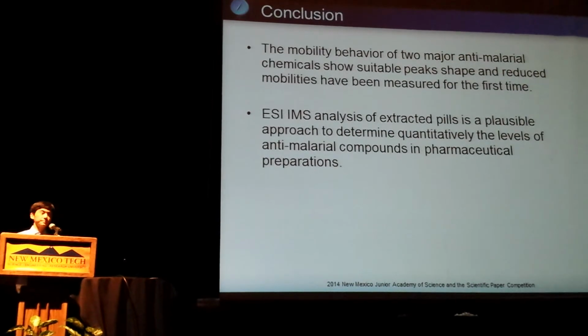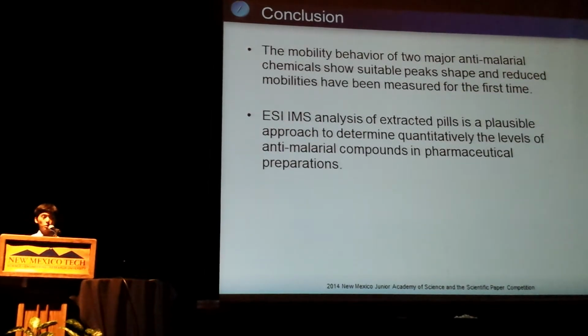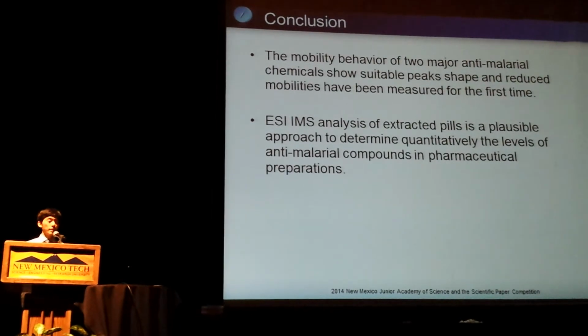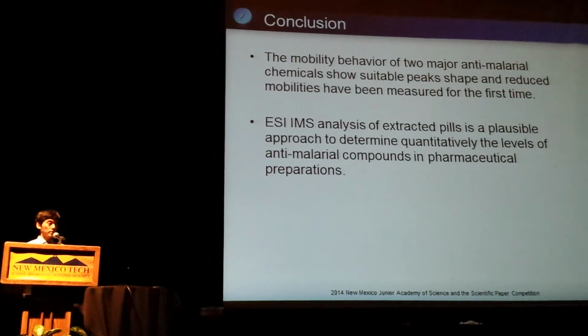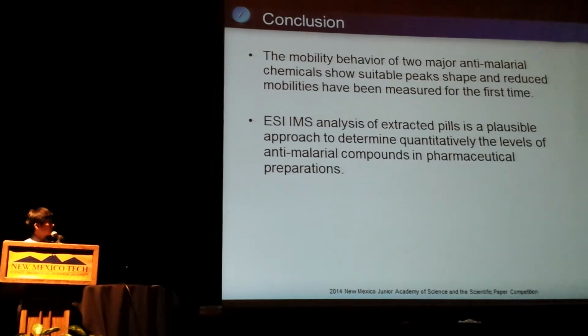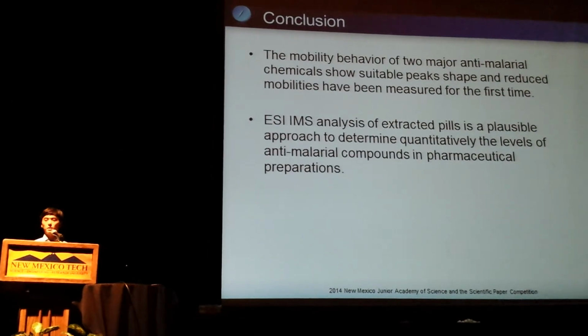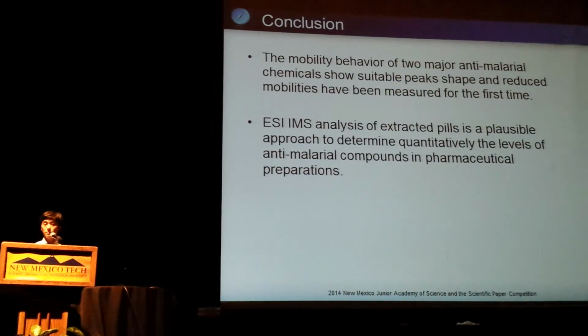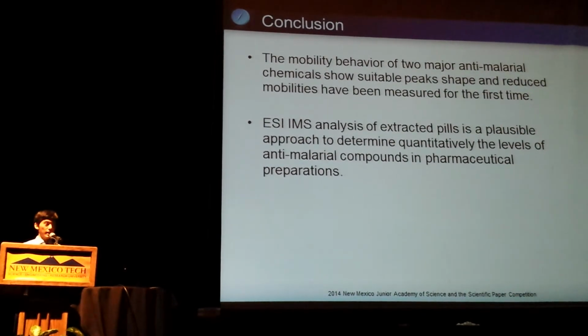In conclusion, I was able to find the reduced mobility numbers for multiple antimalarial chemicals. Additionally, I was able to say that ESI-IMS is a plausible way to distinguish between fake and true medicine, because it shows a relationship between the concentration and the intensity.